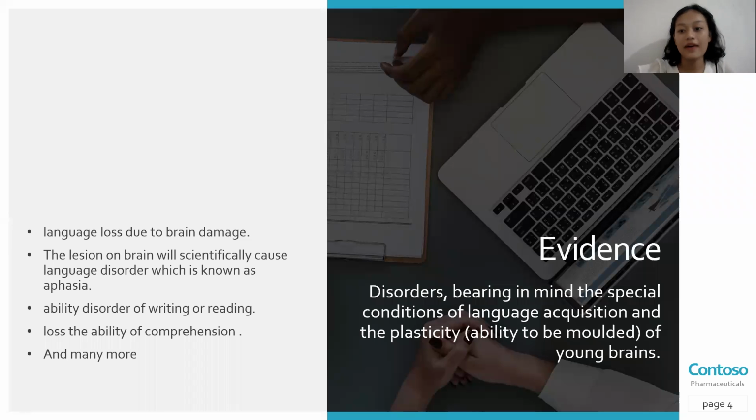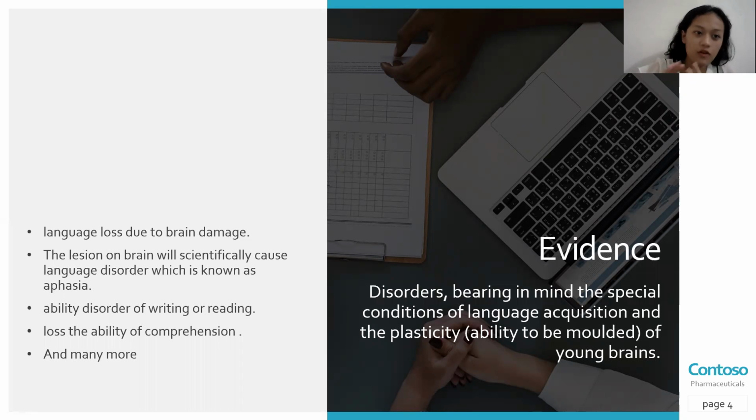The next one is evidence. The evidence here is to prove that this theory is right and strong. So disorders, I mean, bearing in mind the special condition of language acquisition and plasticity, which is the ability to model of the young brain.